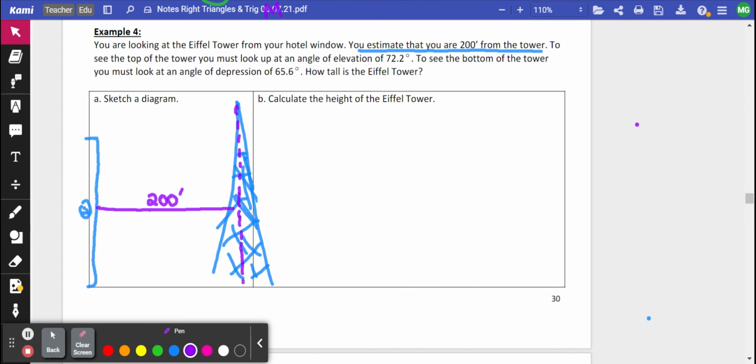Okay, I drew a portion of it. So here you are, right here, and you're about 200 feet from the tower. Now you have to look up at an angle of 72 degrees to see the top of the tower. So that means you're looking up here, 72.2 degrees. And it also says in order for you to see the bottom of the tower from the same location, you have to look down 65.6 degrees.